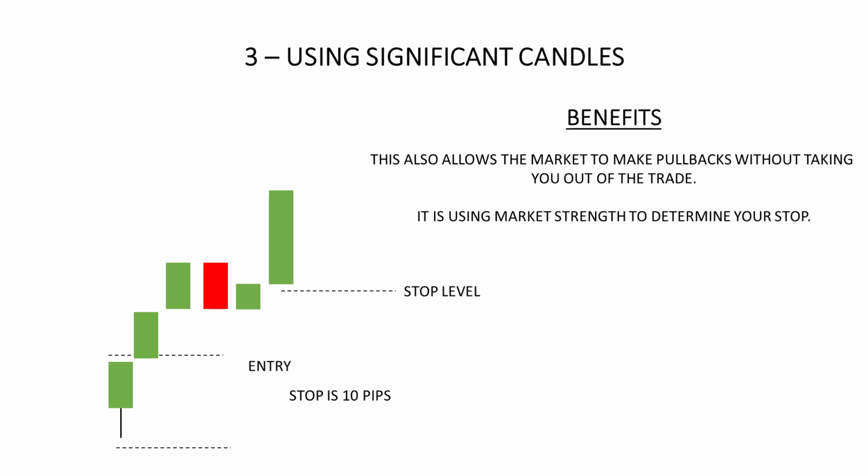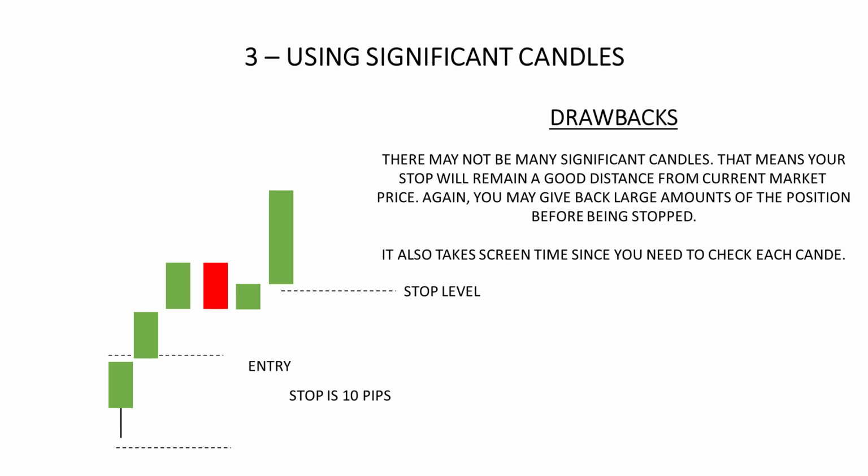What are the benefits of this method? This also allows the market to make pullbacks without taking you out of the trade. It is using market strength to determine your stop. Some drawbacks would be, there may not be many significant candles. That means your stop will remain a good distance from current market price. Again, you may give back large amounts of the position before being stopped. It also takes screen time, since you need to check each candle.